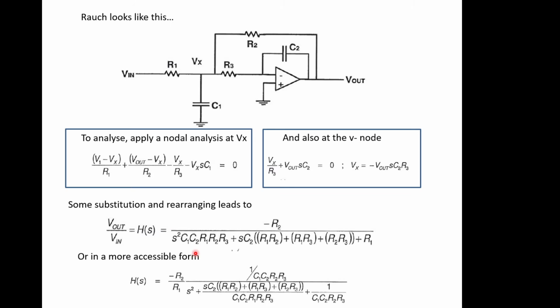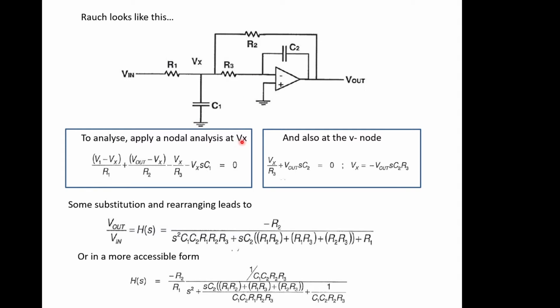Anyway, so the Rausch filter looks like this. It looks fairly similar to the Sallen-Key, but it's different. And if you look at the two, you can spot the difference, and that's left for homework. If we want to analyze this, we can do it by standard node analysis because it's a nice linear system.